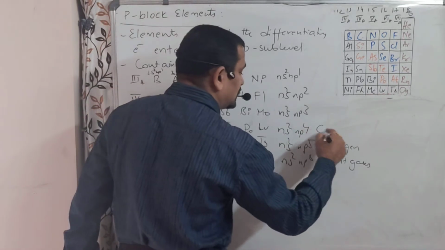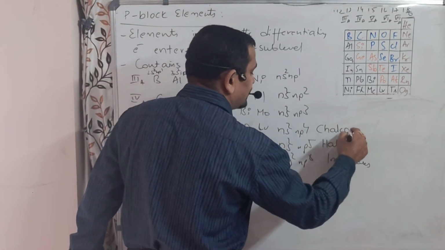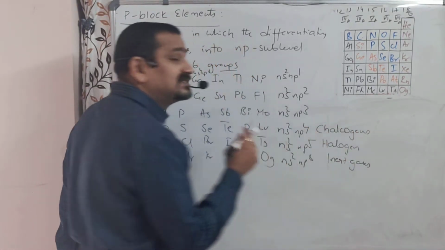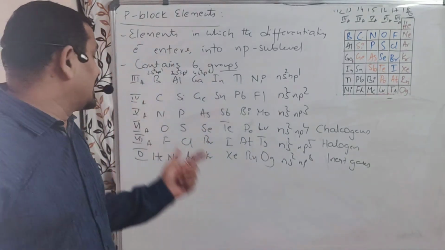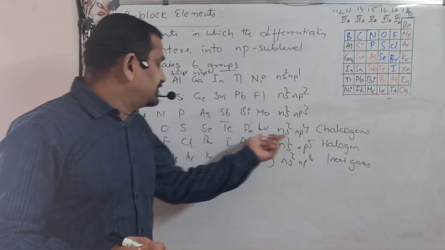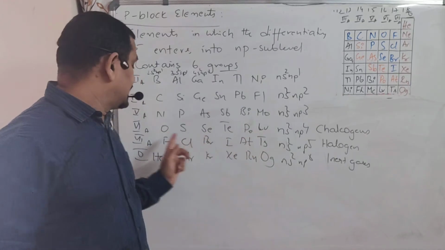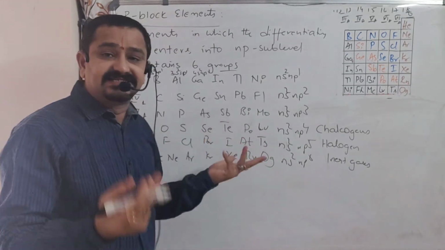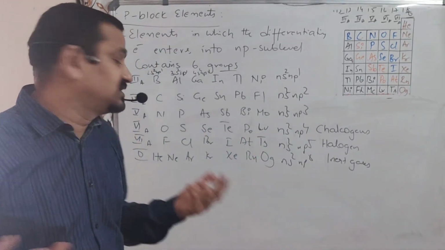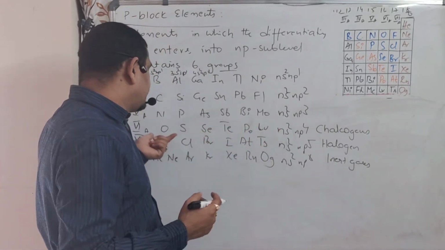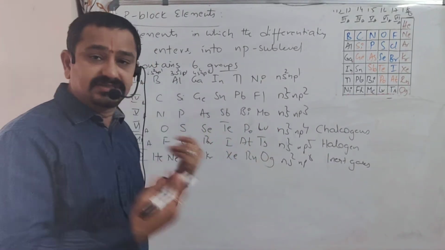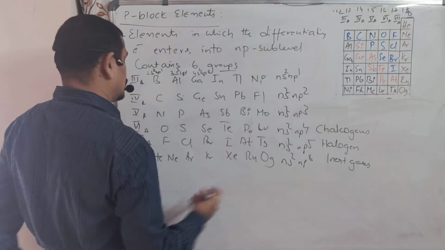Oxygen family members are called chalcogens. Chalco means ore, gen means product, as most of the ores are in the form of these elements like oxides, sulfides, selenides, etc. As many of the ores were observed in the form of these oxides, sulfides, or in the form of these oxygen family members, they are called chalcogens.